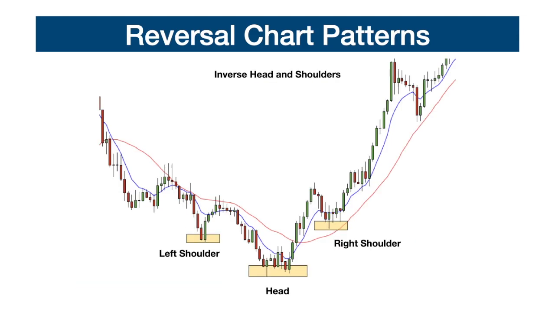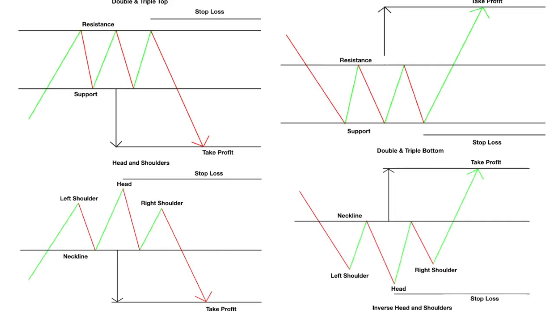The inverse head and shoulders pattern is a classic bullish formation that is identified at the end of a downtrend. The pattern is formed by a first lower low, which will be the left shoulder, then a second lower low, also known as the head, which will be the lowest point of the pattern, and finally price will create a higher low, also known as the right shoulder, that will be higher than the head and the left shoulder.